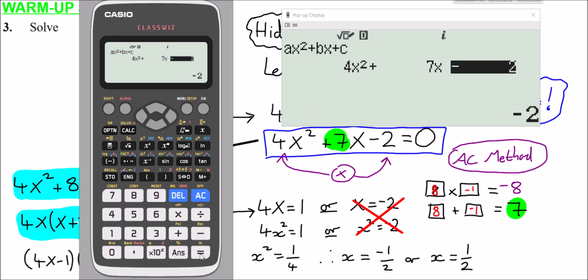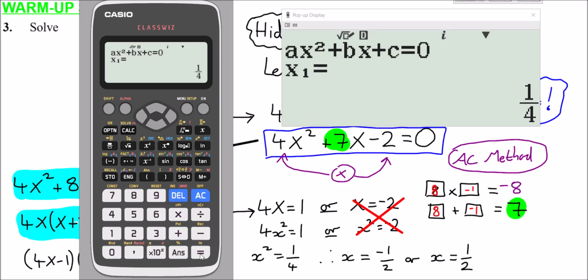Then press equals again, you're going to get the first root. So root 1 is a quarter, but bear in mind this is what big X is. So either big X is a quarter, press equals again. The second root is that big X equals minus 2.